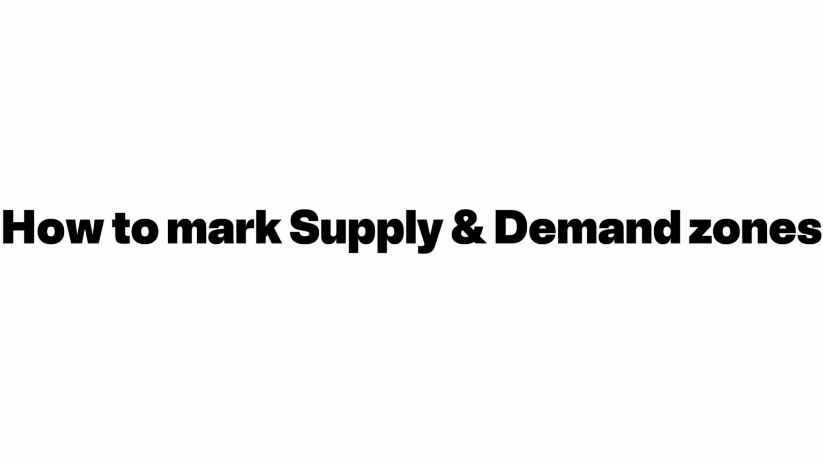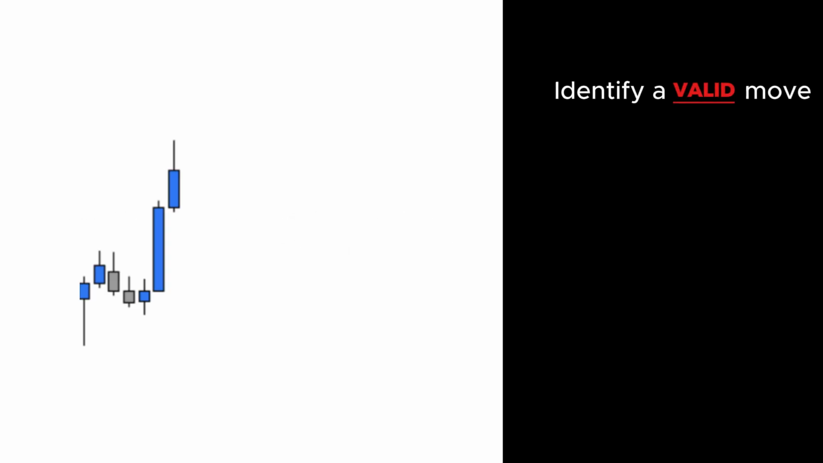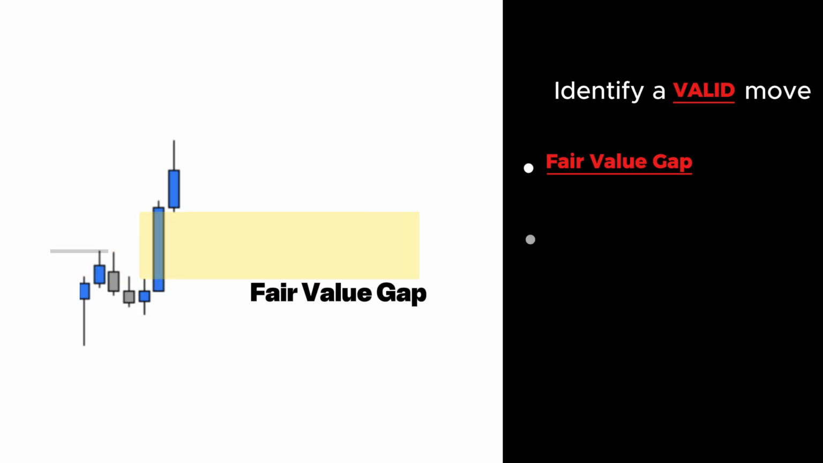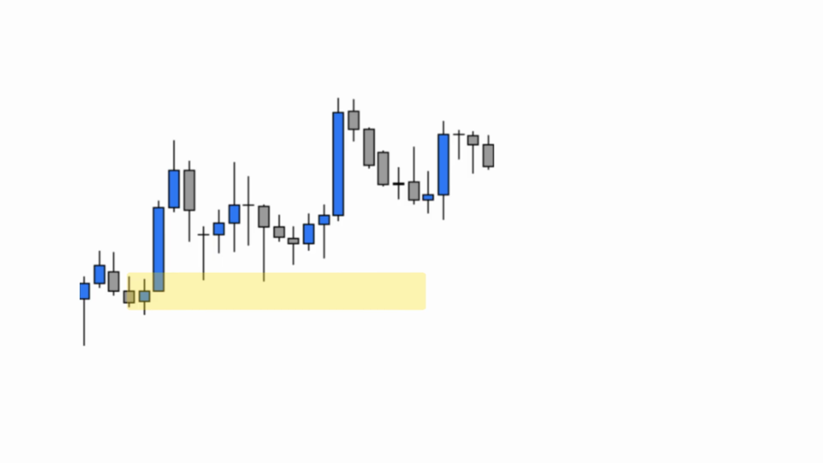Now, let's talk about how to properly mark supply and demand zones. The first step is identifying a move that includes both a fair value gap and a clear structure break. Once we find a move that meets these requirements, we can define our zone. For a bullish setup, we mark the previous bearish candle that directly caused the fair value gap. We draw our zone from the high to the low of that candle because this is where institutional decisions were most likely made before price expanded higher.